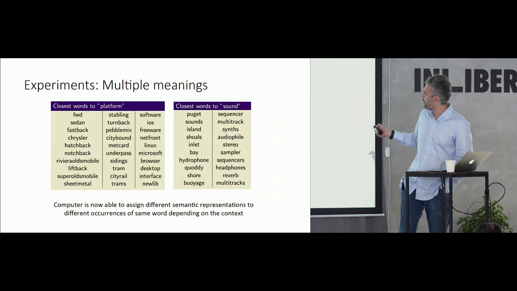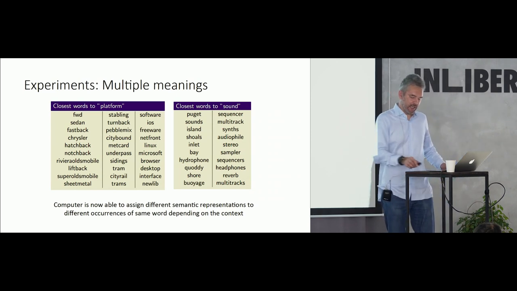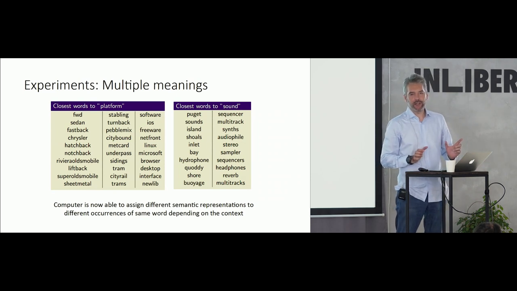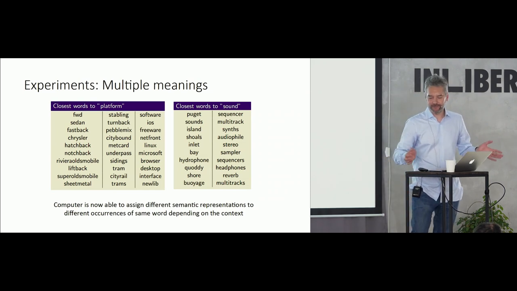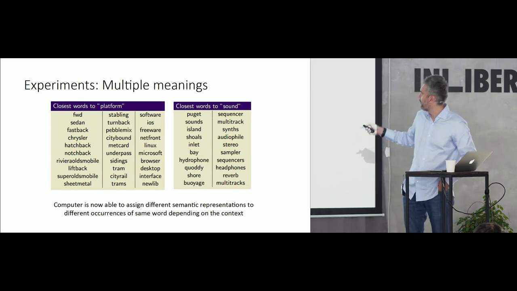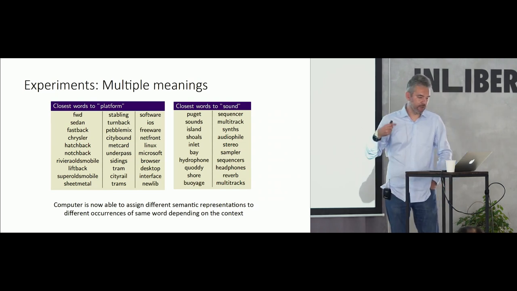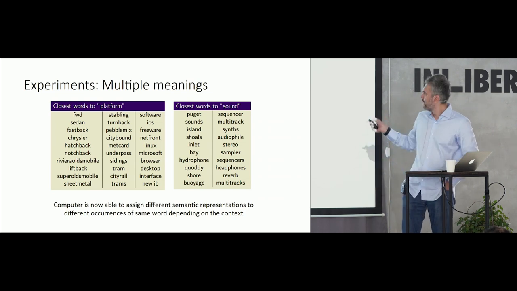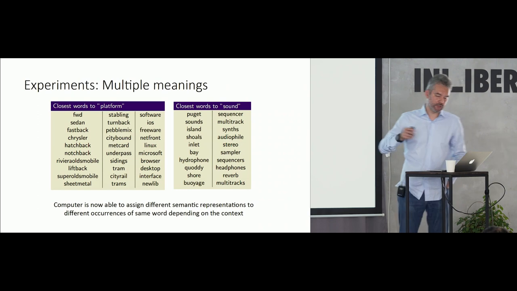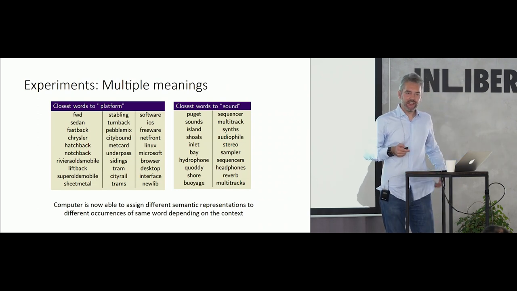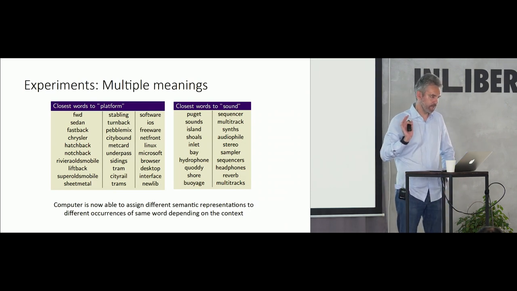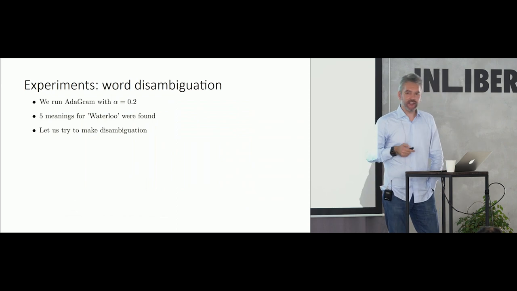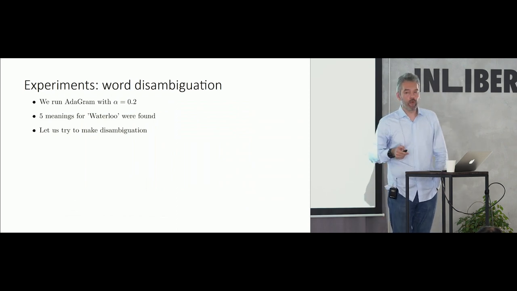Maybe an even more illustrative example is the word sound. We know that sound in the English language has two meanings. One is a water passage, which separates an island from the continent, and another is an acoustic effect. And we see that the closest words to the first meaning are definitely related to sound as a water passage, while the second meaning is definitely related to acoustic effects. So this is pretty nice. This means that at least the sanity check is satisfied.